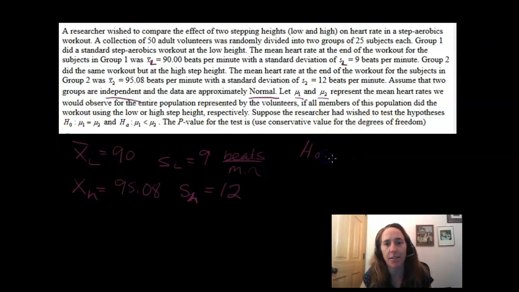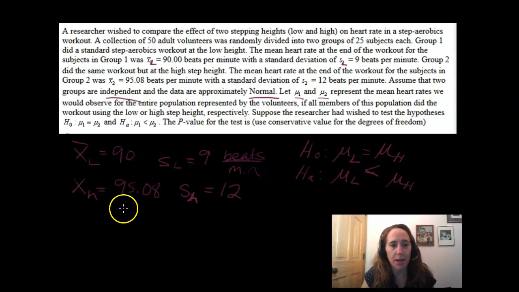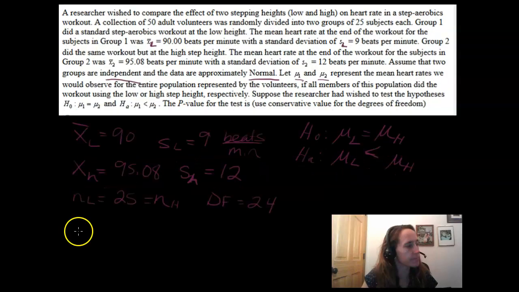I'm going to just write it down. Remember, always with these significance tests and two means, you set them equal. So I said that the mean of the low step heart rate beats per minute is the same as the high step. But the alternative is that actually the mean of the steps with the lower is going to be less than the mean with the high step, which is kind of what we were thinking. So now we're going to find our T statistic, and then we'll use our calculator.